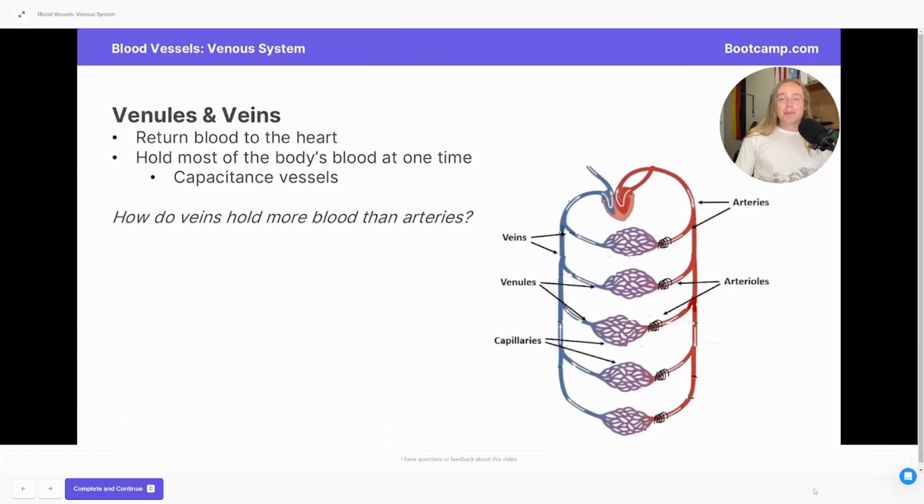The venous system is made up of vessels known as venules and veins. If we take a look at this image, we see that our venules are going to be receiving blood from our capillaries. From here, the venules then port their blood into a much larger vein.